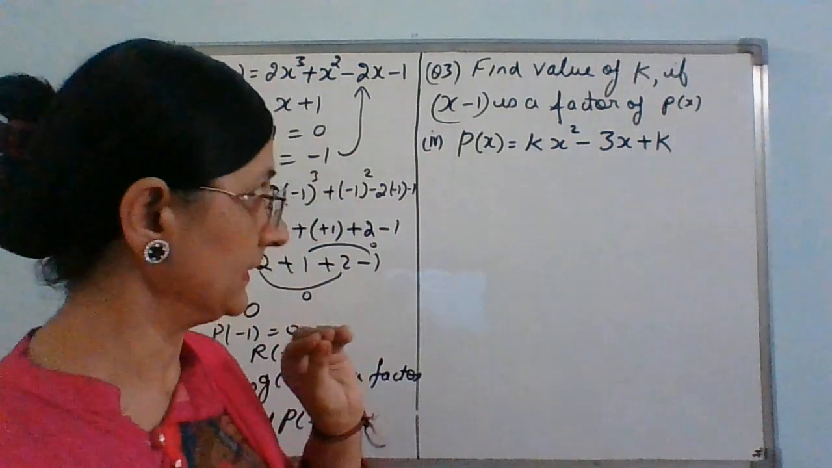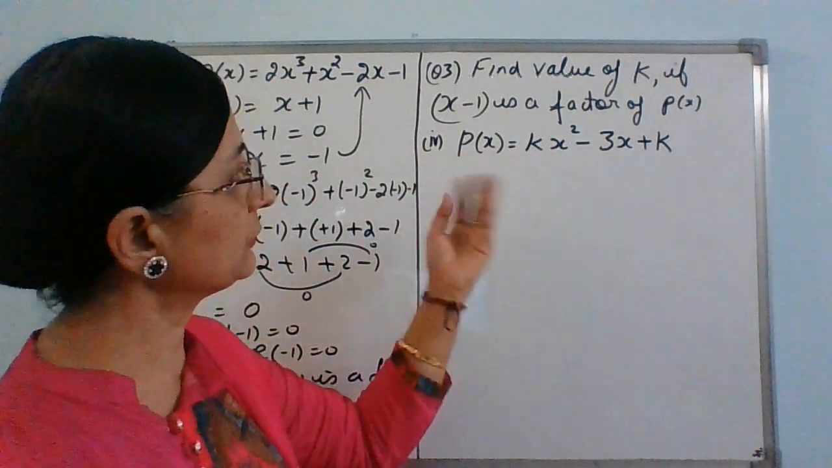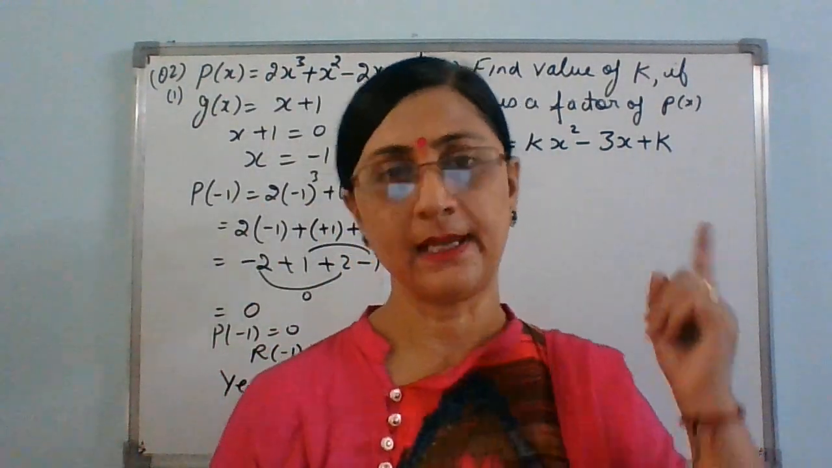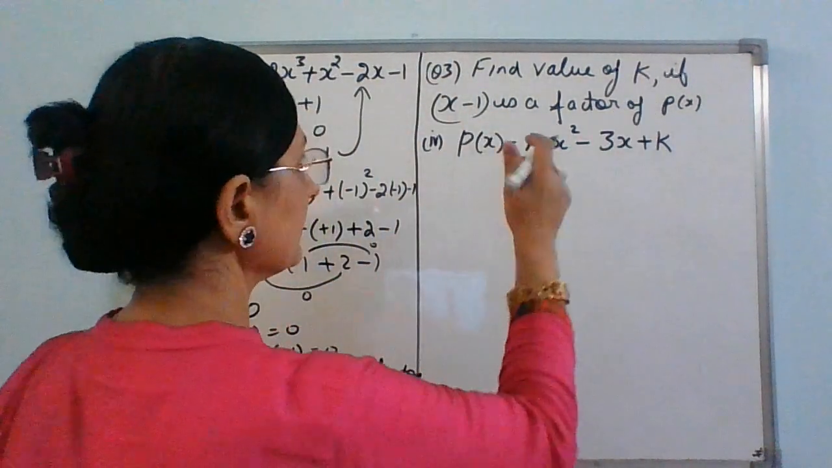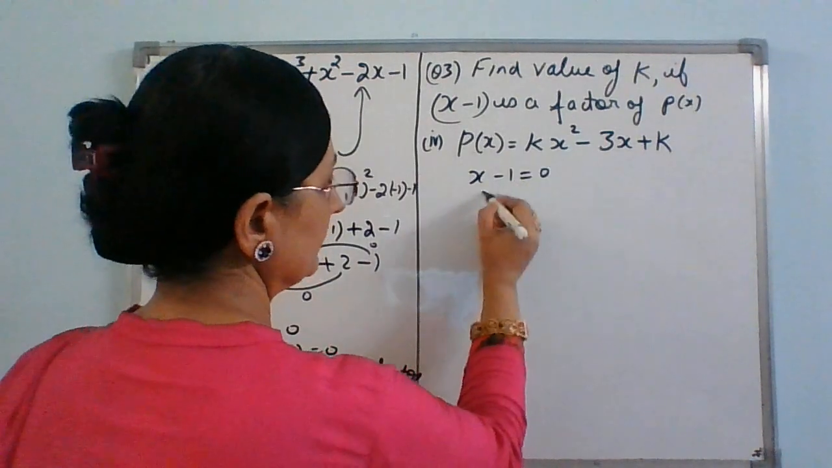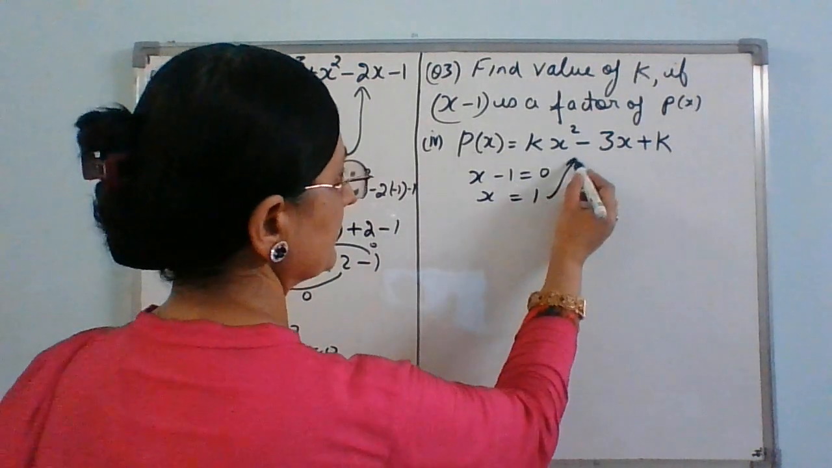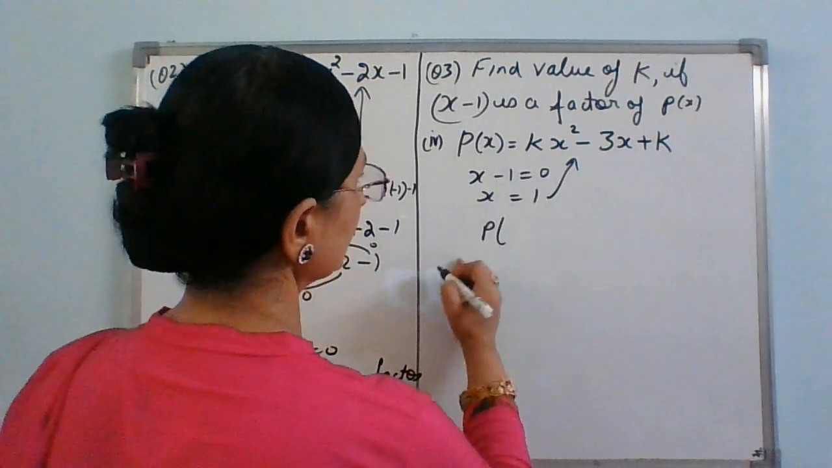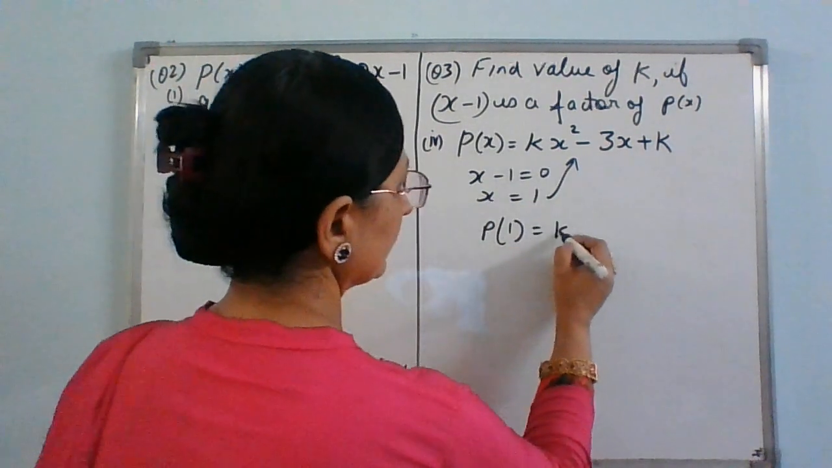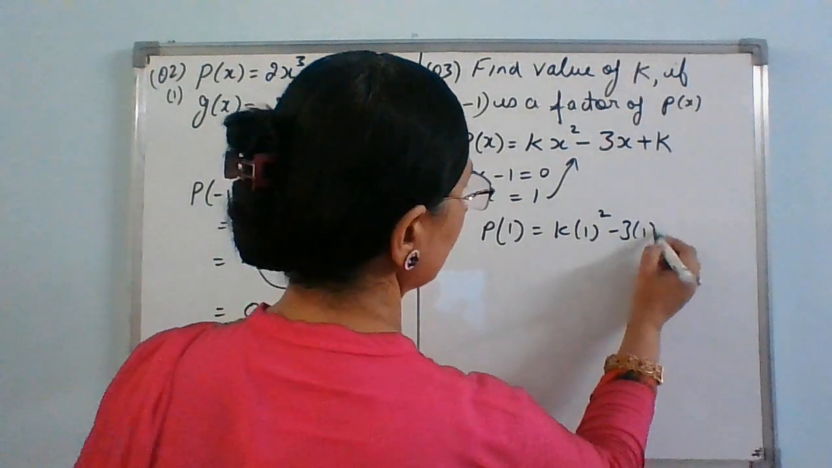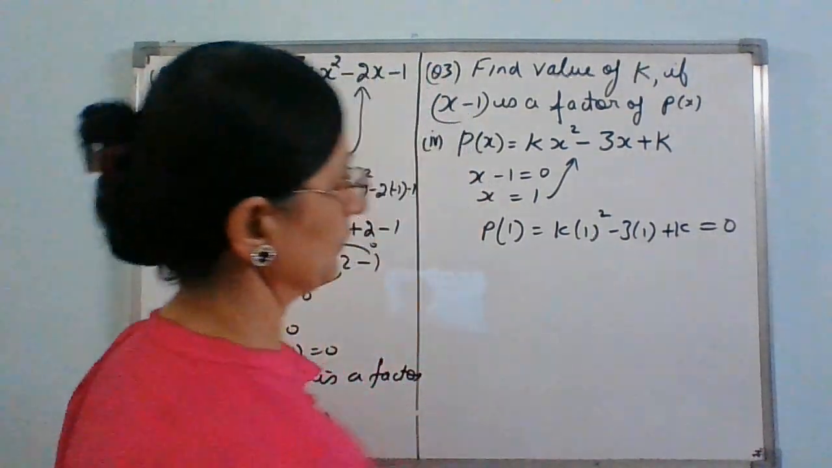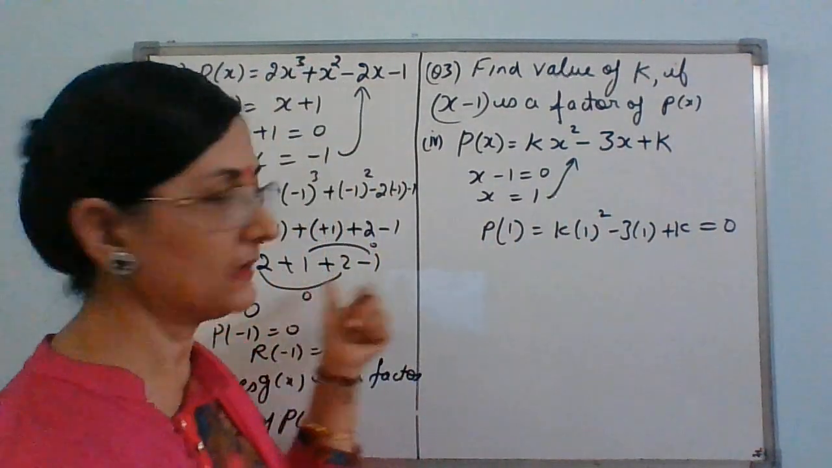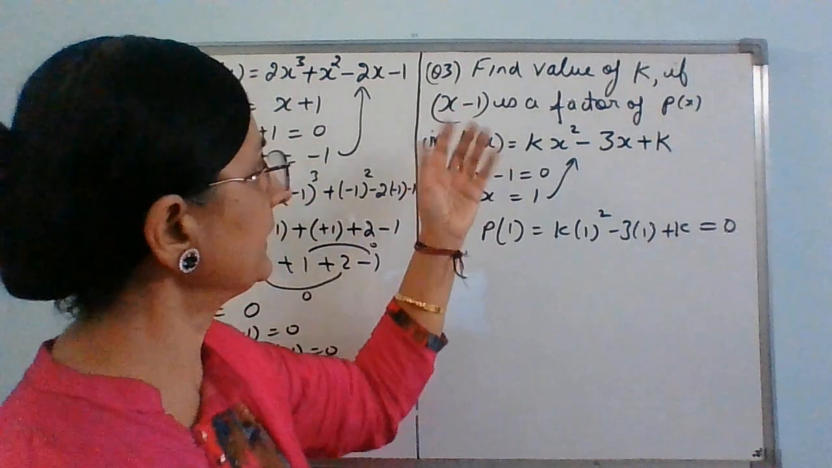Now question number 3: find the value of k. Now we have to find k. This is a factor of p(x), so we don't have to check. It is given that x - 1 is a factor, which means x - 1 = 0, and the value of x is 1. Substituting in this, 1 squared minus 3 into 1 plus k will be equal to 0 because it is a factor. So the remainder has to be 0. Earlier we were checking, but here we take 0 because it is already given that it is a factor.